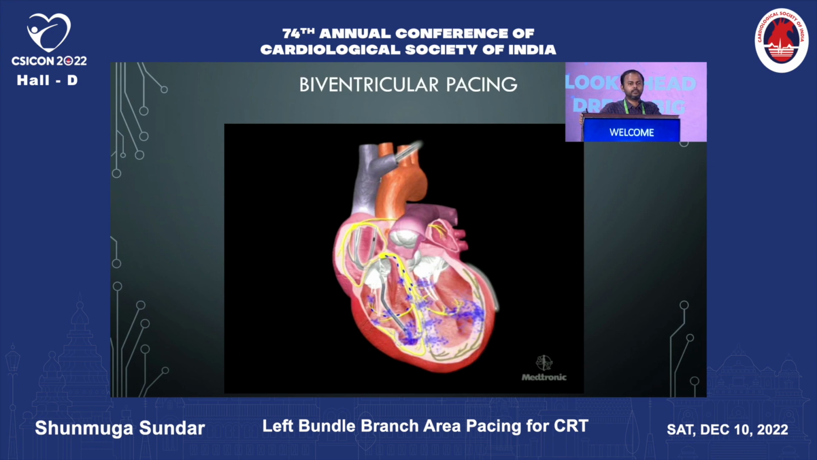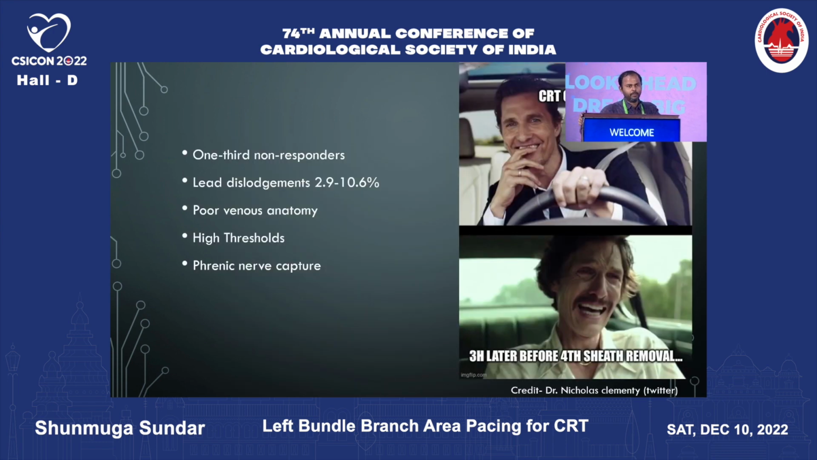We know that conventional biventricular pacing remains the gold standard treatment for patients with ischemic or non-ischemic cardiomyopathy and wide QRS. But at least one-third of the patients are non-responders, and lead dislodgement occurs in at least 2.9 to 10.6%, along with poor venous anatomy, procedural difficulty, high thresholds, phrenic nerve capture. So all these difficulties are there. I can say at least one-third of the patients may not be salvaged by conventional biv pacing.